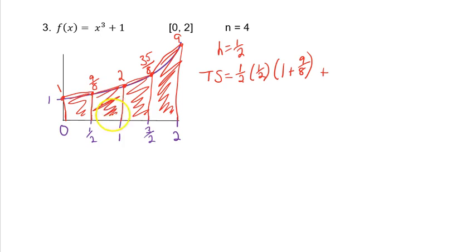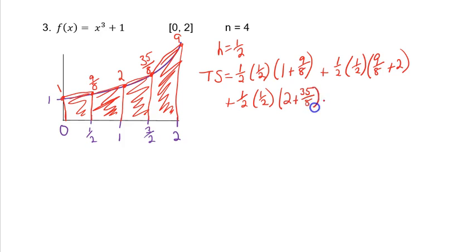Then I'm going to add my second trapezoid, which is this one here. So 1/2 height, base 1 plus base 2. Then I'm going to add my third one. 1/2 height, base 1 plus base 2. And then my fourth one, 1/2 height, base 1 plus base 2. Now that's a lot to write out, but that's really what you're doing, is finding the area of those 4 trapezoids and adding them together.